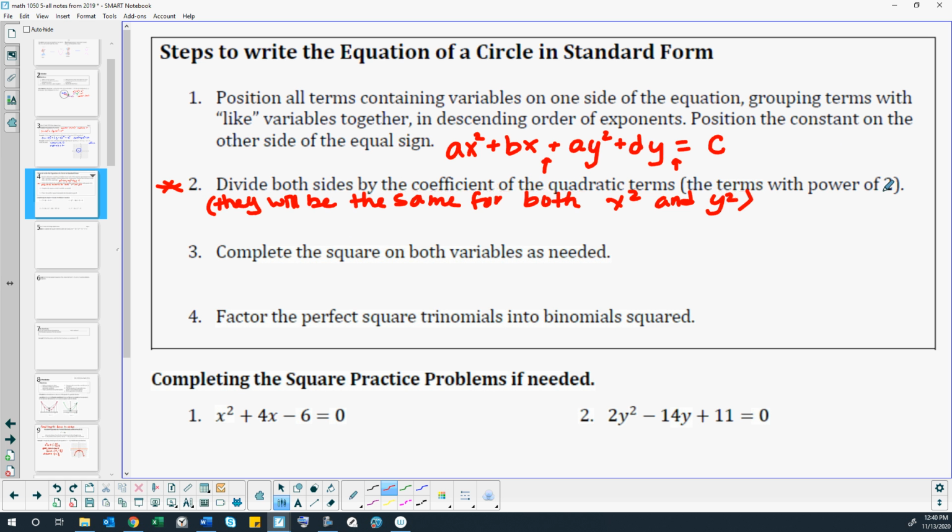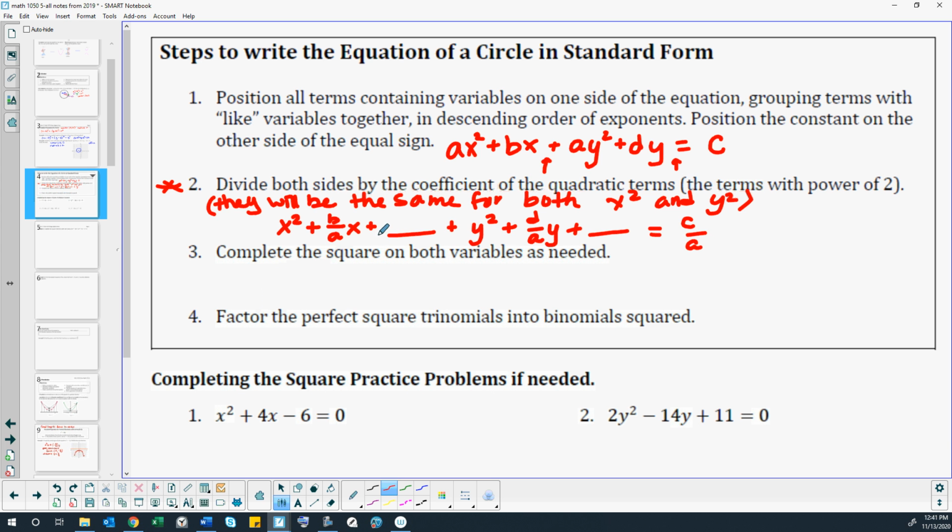So step 2, divide both sides by the coefficient of the quadratic terms. So if there's a number in front of x squared and y squared, and for a circle it should be the same number, go ahead and divide that out from everything first, and then it just gets it out of the way. So then we'll have something like x squared plus b over a x plus, we're going to leave a space to complete the square, and then we divide out the a from everything, so we'll have y squared plus d over a y plus, we're leaving a space to complete the square, and then of course we also divided that side by a.